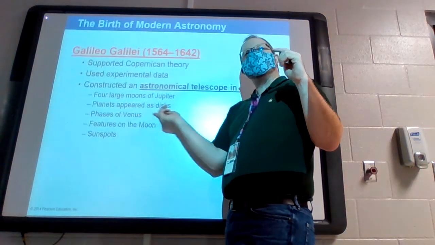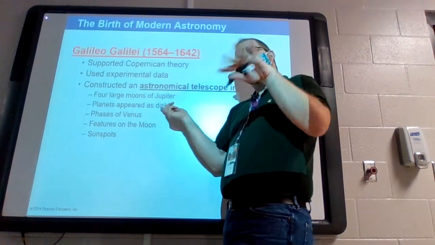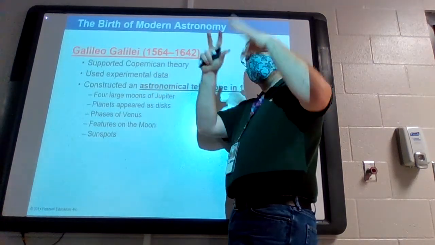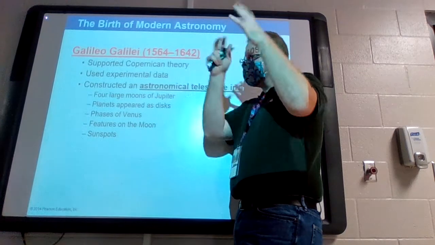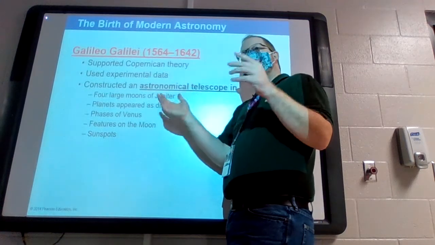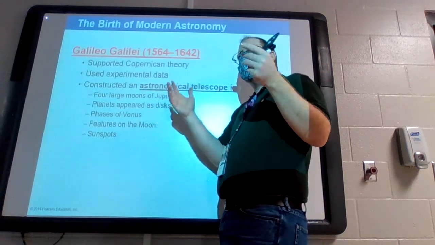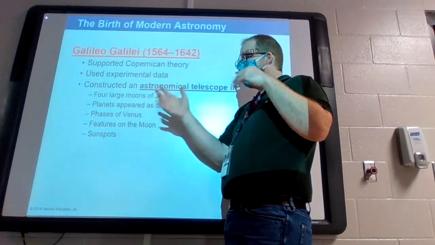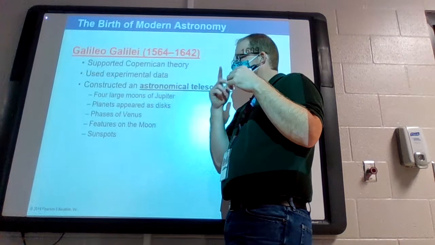He noted that planets appeared as disks, which they're not disks. They are spherical, not round, that's a better term. They're spherical, but depending on how you're looking at them, depending on your telescope and what angle you're looking at them through the Earth's atmosphere, they do kind of get flattened out in certain directions.